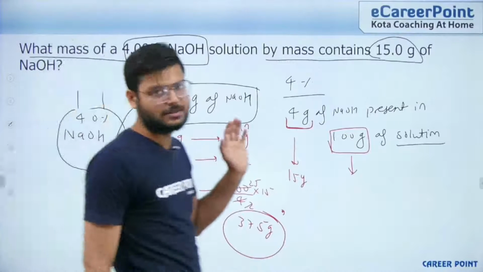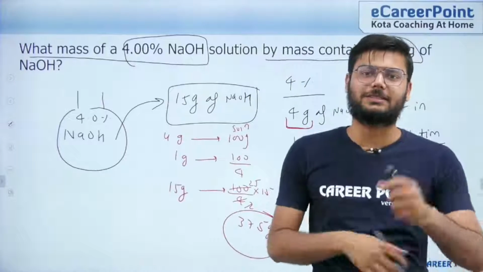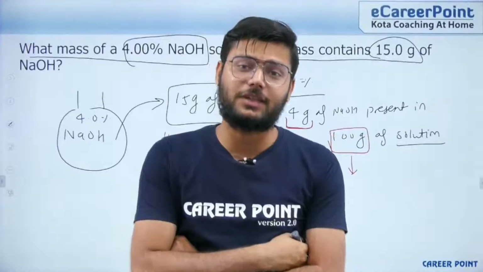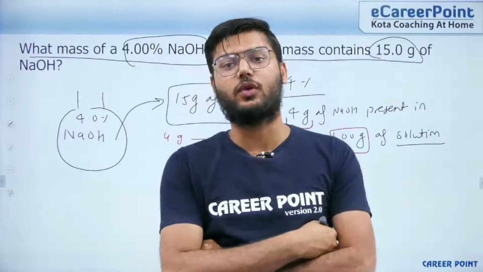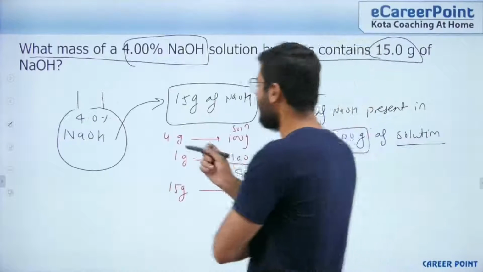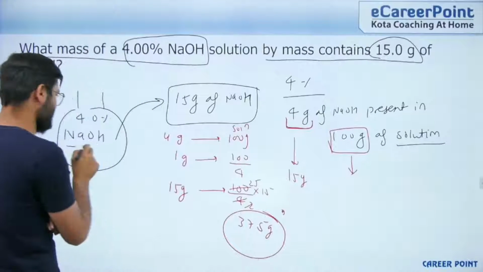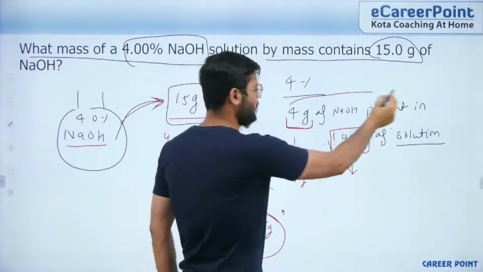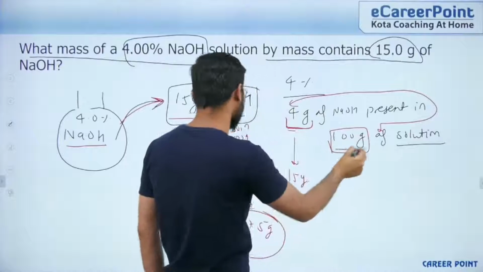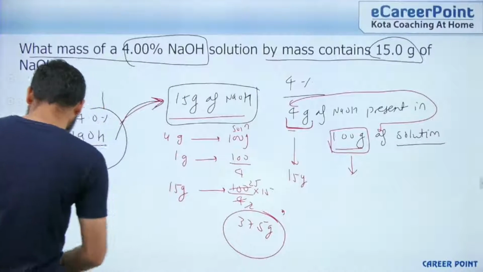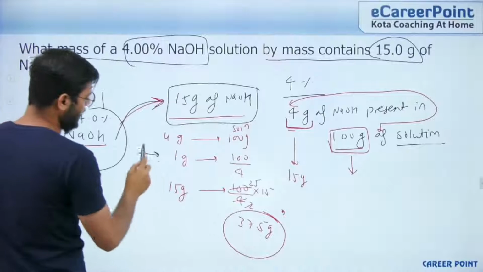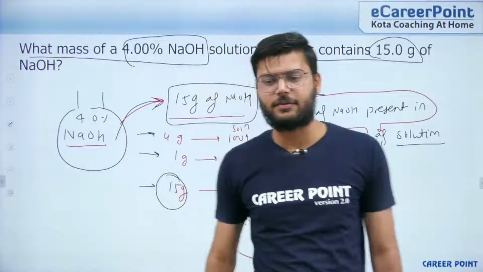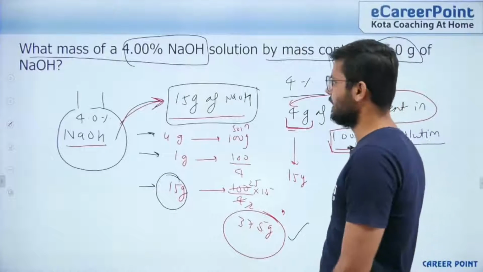See, it is saying that the solution is labeled as 4%, but we want to prepare the solution which has 15 gram of NaOH. So what we need to do for that? By the definition which is given, 4 gram is present in 100 gram, 1 gram is present in 100 by 4, and 15 gram is present in 100 into 15 by 4, which is 375 gram. So we have calculated it.